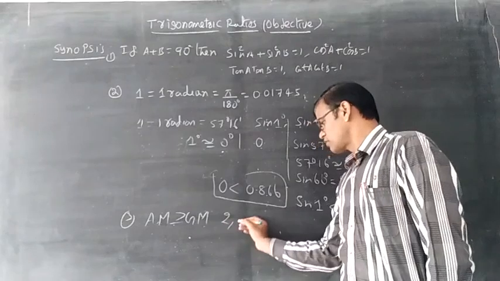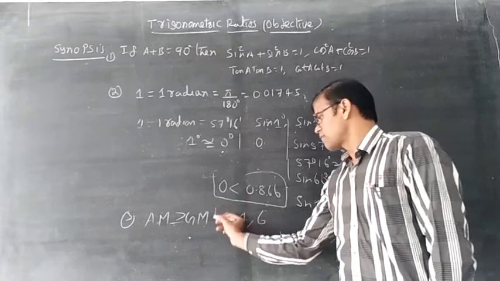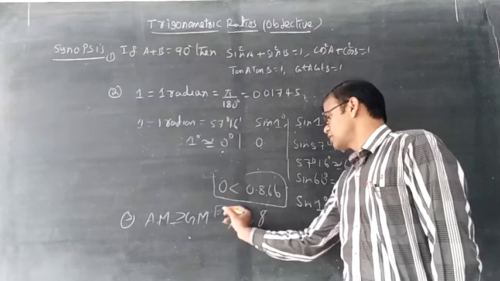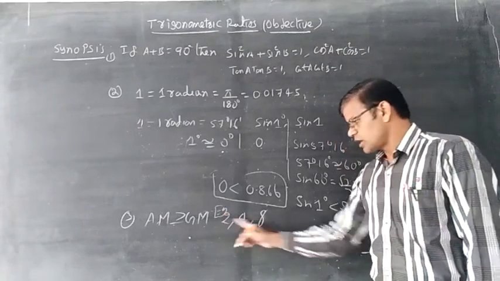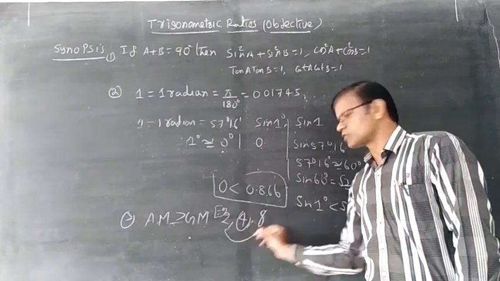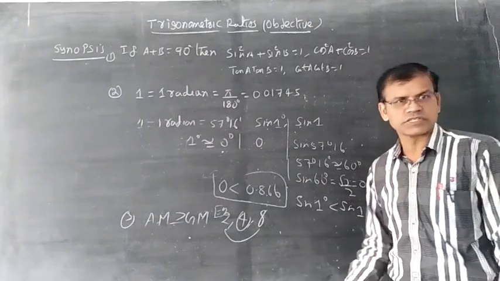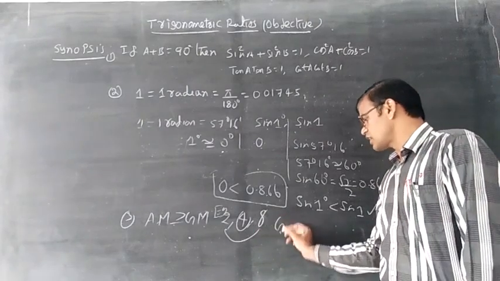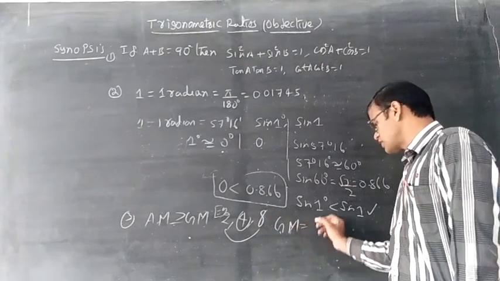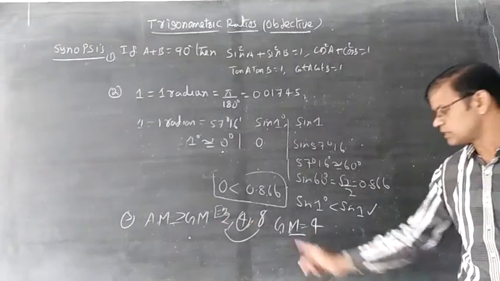Example, 2 comma 4 comma 6 to take. Let us discuss an example, 2 comma 4 comma 8. It is better to take a GP. So 2, 4, 8 are in GP. 4 square is equal to 2 into 8, 16 equal to 16. Do you know the condition b square is equal to ac? 16 equal to 16, they are GP. So GM you can say is the geometric mean between the terms. If 2 comma 4 comma 8 are in GP, GM is 4.